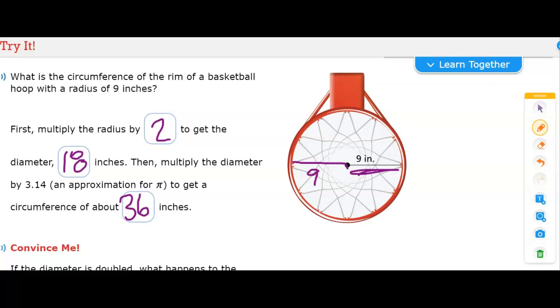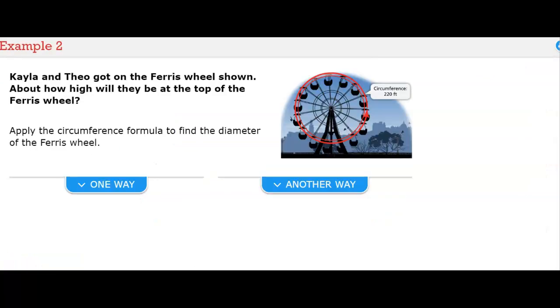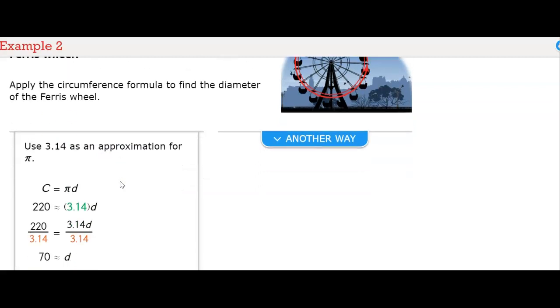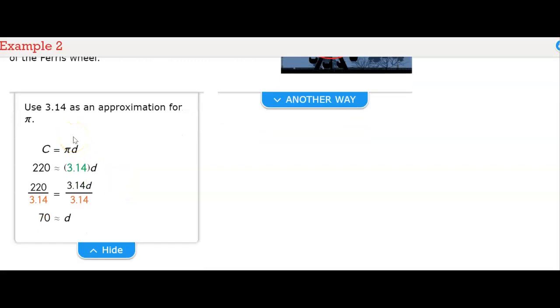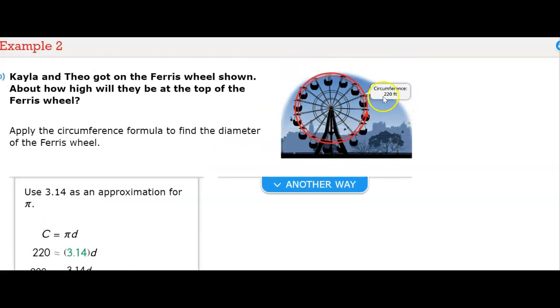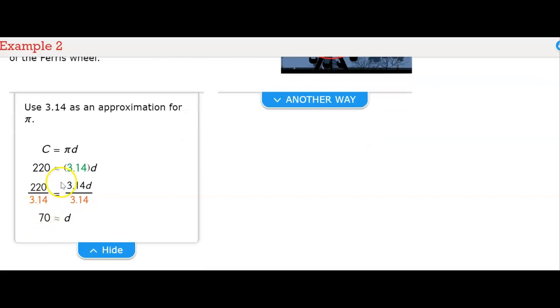And that's it. Kyla and Theo got on the Ferris wheel shown. About how high will they be at the top of the Ferris wheel? So use the circumference formula to find the diameter. C is equal to pi times d, which is diameter. The circumference is 220. That's what they gave us here. And that's approximately pi, which is 3.14, times the diameter. We don't know the diameter, that's what we're solving for.